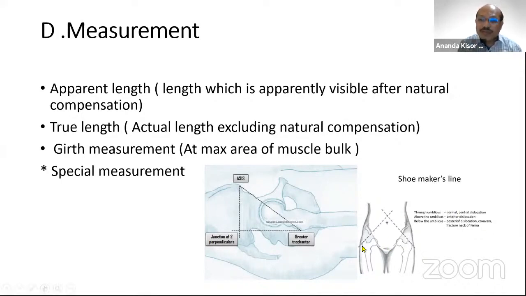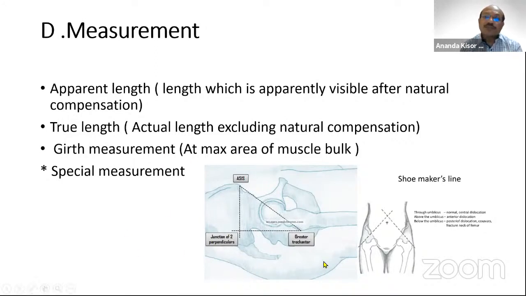Another is the Shoemaker's line. Shoemaker's line joins the tip of the greater trochanter and the ASIS and goes up. Normally it will cut the umbilicus, or meet a point higher up than the umbilicus. But if the trochanter is higher up, then this line will meet below the umbilicus. That indicates there is a reduction of the proximal length of the femur. That may be due to coxa vera, or an intracapsular neck of femur fracture. There are several other causes. So this is the Shoemaker's line.